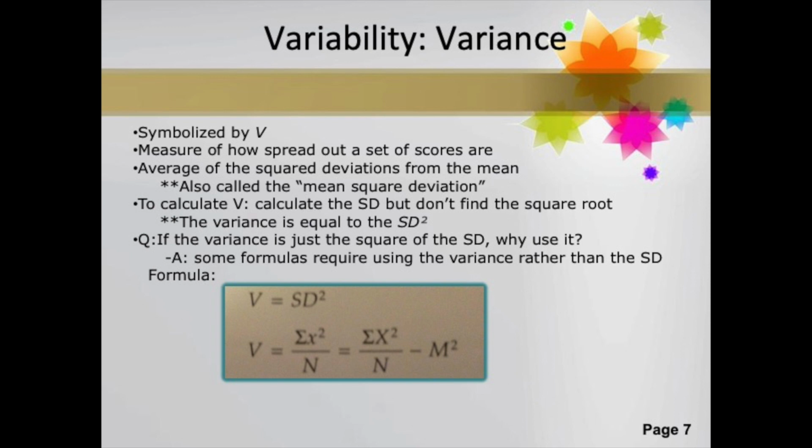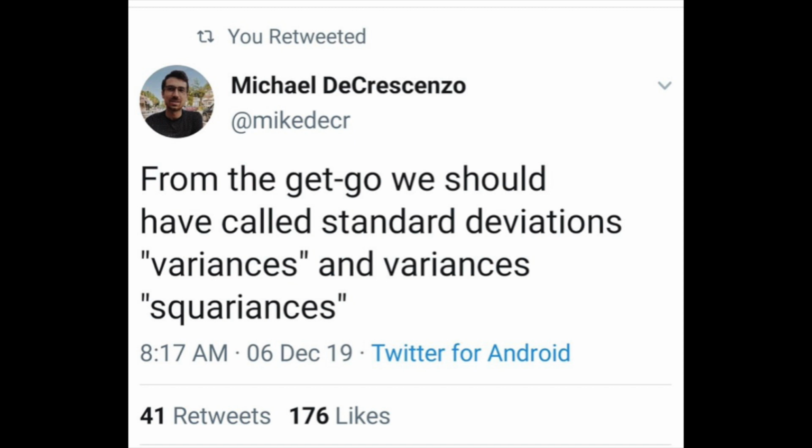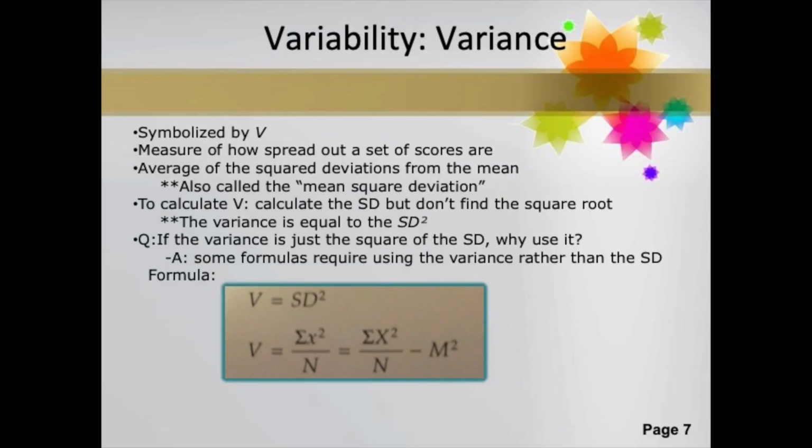Sometimes students ask me if the variance is just the square of the standard deviation, why would we use it? And the answer is that some formulas require using the variance rather than the standard deviation. But we don't have any formulas in this class that use variance, so we don't have to be too concerned with it. In fact, I'm racking my brain right now thinking of any formula that I use that has variance in it, and I can't think of one. So it's not used very often, but it does exist in some formulas as being necessary over the standard deviation squared.